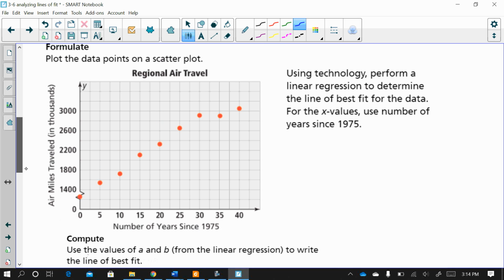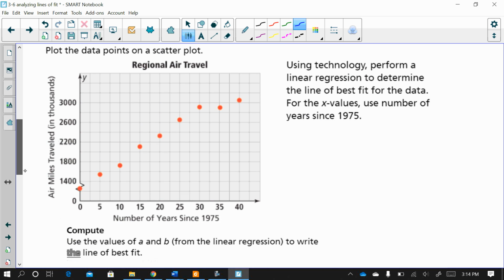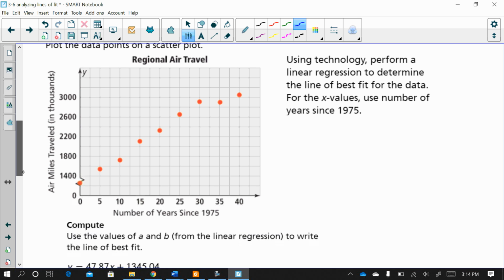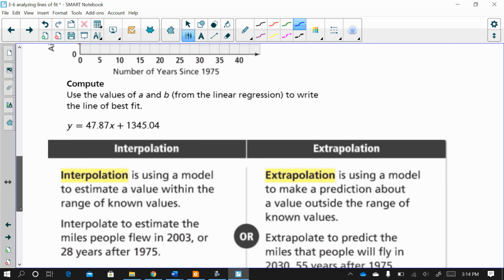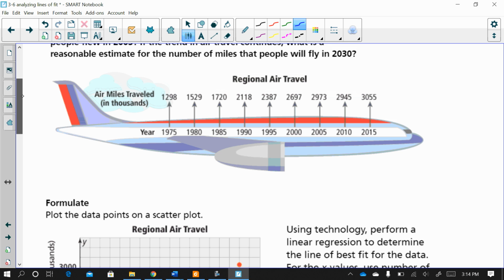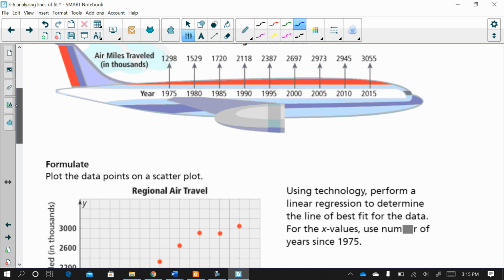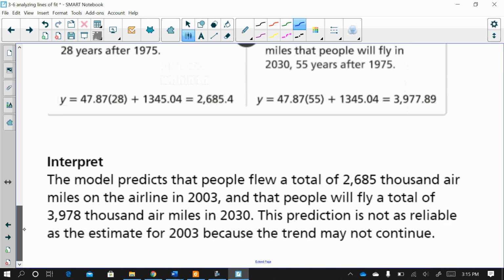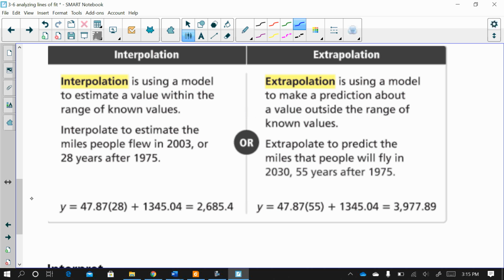Okay, so we just did that with Desmos, where this video is already long enough, so I'm just going to skip ahead. We get the values y equals 47.87x plus 1345.04. Okay, so that leads us to the definitions of interpolation and extrapolation. Interpolation is using a model to estimate a value within the range of known values. Okay, so notice my years started with 1975 and go to 2015. Since 2003 is in between those, we're interpolating.